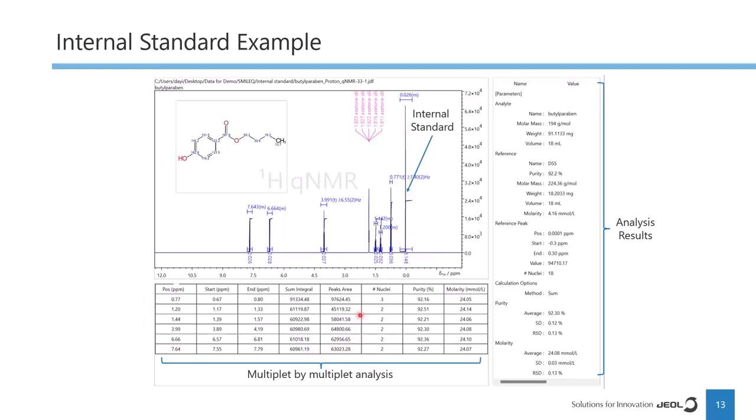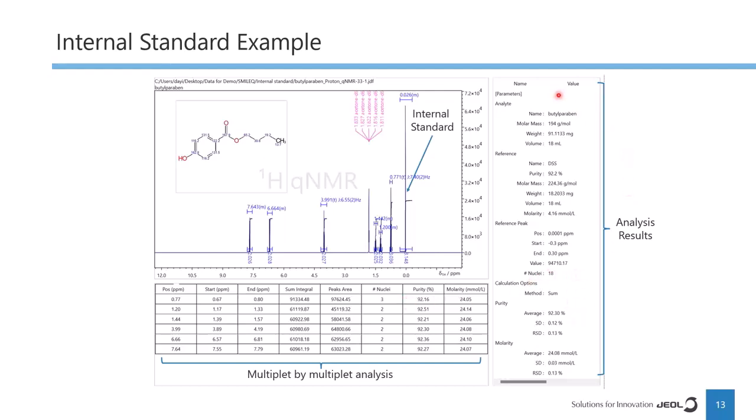We have a table here which gives us our results multiplet by multiplet across our spectrum. So we have the position of the multiplet, its start and finish positions, the sum integration, so that's adding up a point by point integral across our spectrum, a deconvoluted peak area. So if you prefer to use a deconvoluted peak approach, that's possible as well. A column that represents the number of nuclei that correspond to that signal, and then the purity and the molarity calculated for that particular multiplet.